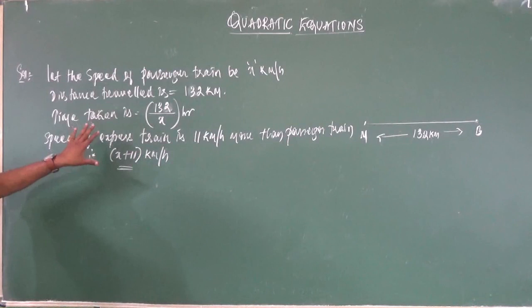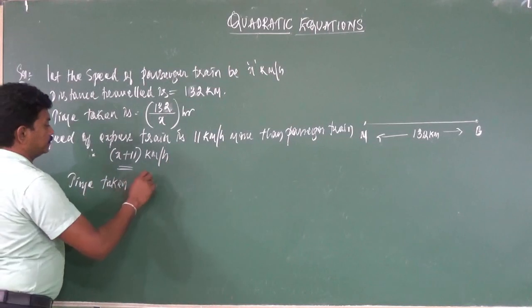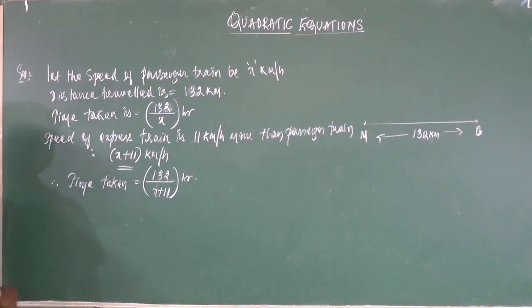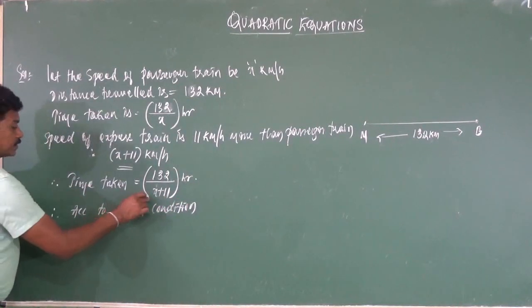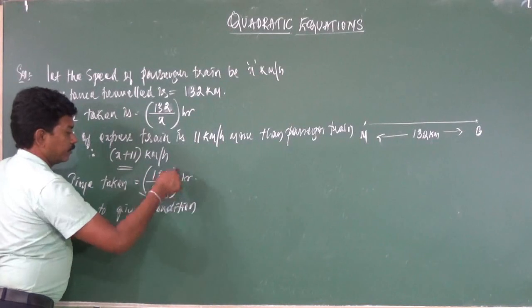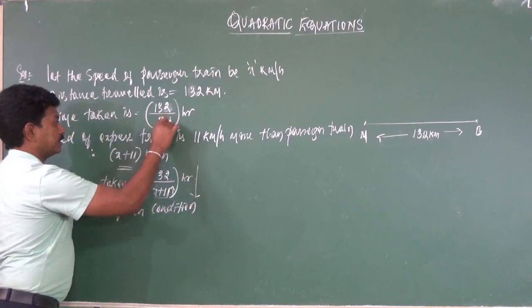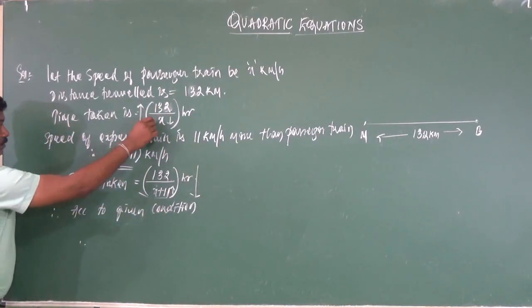So now let us calculate the time taken by the express train to go from Mysore to Bangalore. So therefore time taken is equal to 132 by x plus 11. So this is some hours. So now according to the given condition, right, this time is less because the denominator is more. As the denominator increases, the value of the fraction decreases. So as the speed is more, the time is less. Here as the speed is less, therefore the time is more. That is, the value of this fraction is more. So therefore 132 by x is more hours, this is less hours.